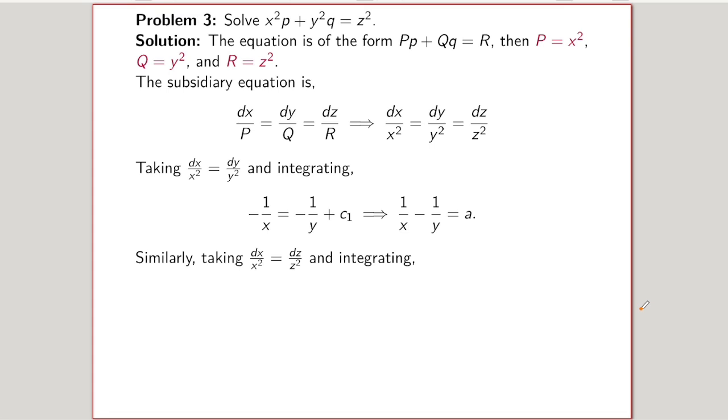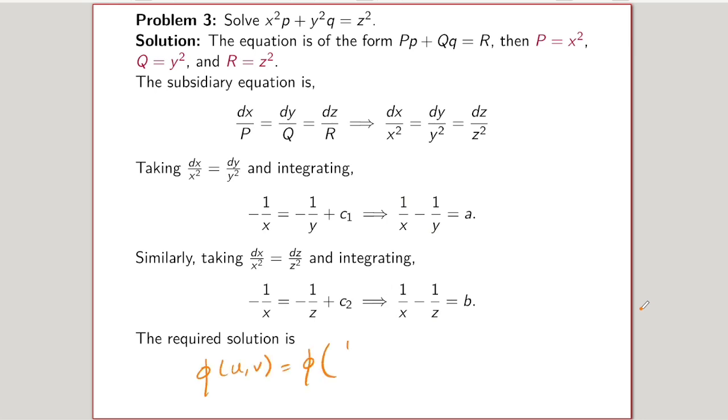Now taking the first and third term, that is dx by x square equal to dz divided by z square, and integrating it, we'll be getting minus 1 by x equal to minus 1 by z plus some integrating constant b. So after this one, we can obtain 1 by x minus 1 by z is equal to b. So clearly this will be our u term and this will be our v term. So the required solution will be phi of u comma v. So we can write it as phi of 1 by x minus 1 by y comma 1 by x minus 1 by z. This will be equal to 0.